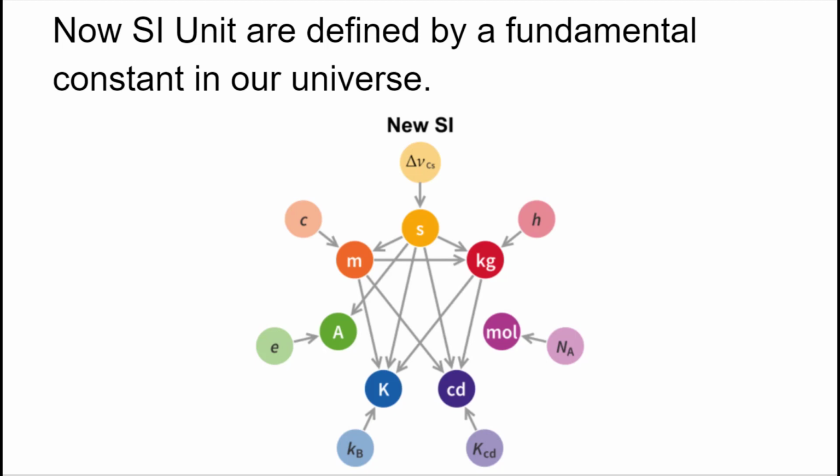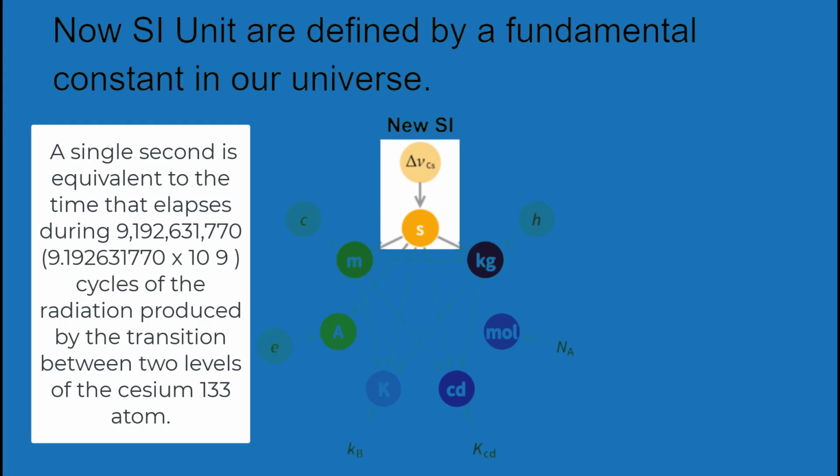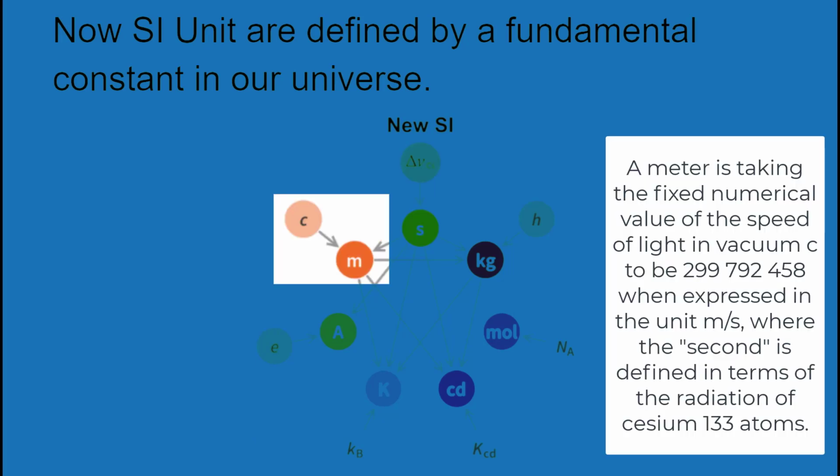For example, a single second is equivalent to the time that elapses during 9,192,631,770 cycles of the radiation produced by the transition between 2 levels of the cesium-133 atom. Secondly, a meter has been changed to be defined by the speed of light and not a distance between the North Pole and the equator. Because these 2 examples are based on non-changing quantities measured in our universe, we can be more confident and precise in the measurements made.